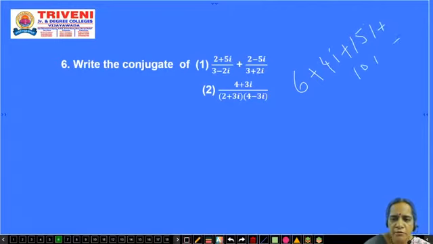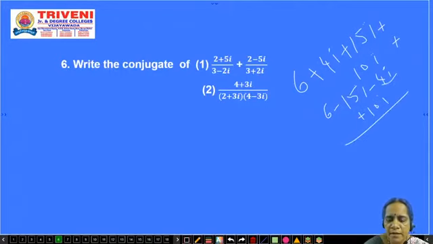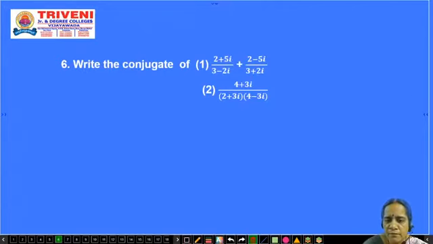square. Like this we write: 2 into 3 is 6, minus 15i, minus 4i, minus into minus is plus 10i square, by the denominator part, A plus B into A minus B, that is A square minus B square. 3 square means 9, minus 4i square, and i square means minus 1, minus into minus is plus, so 4. Then we have to convert into A plus iB form. Then you have to write the complex conjugate of that one.